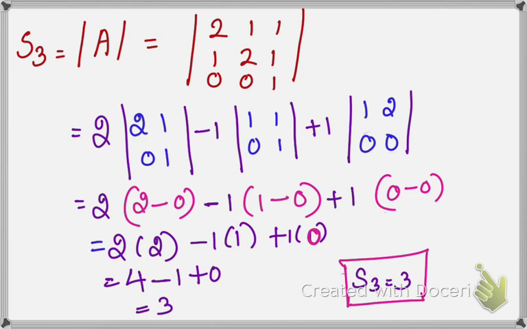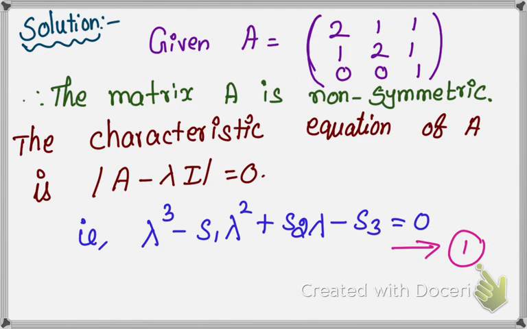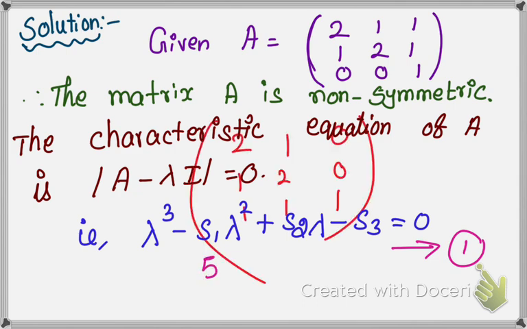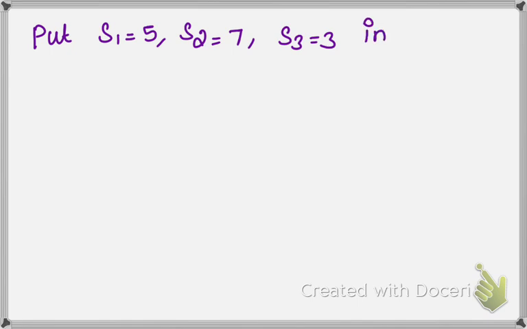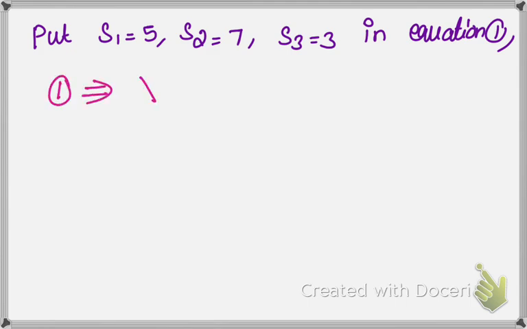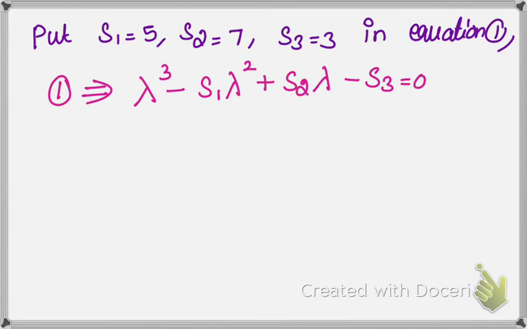Now we found S1, S2, S3. Now apply all the values in equation 1. Here S1 value is 5, S2 is 7, S3 is 3. Put S1 equal to 5, S2 equal to 7, S3 equal to 3 in equation 1. We get lambda cube minus S1 lambda square plus S2 lambda minus S3 equal to 0. Applying all the values, you get lambda cube minus 5 lambda square plus 7 lambda minus 3 equal to 0.